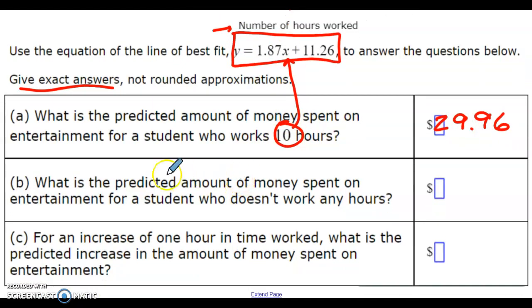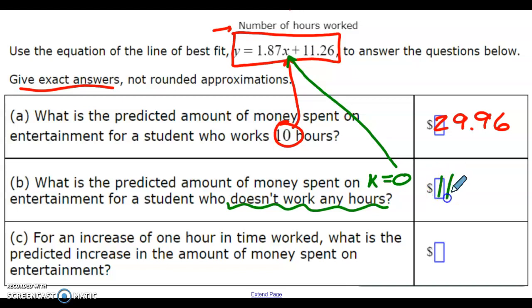Next question, what is the predicted amount of money spent on entertainment for a student who doesn't work any hours? Well, they didn't give me an x, I don't know what to plug in. Well, if you don't work any hours, that's working 0 hours. So that is you plugging 0 in for x. Well, 1.87 times 0 is 0, plus that 11.26 will be 11.26.